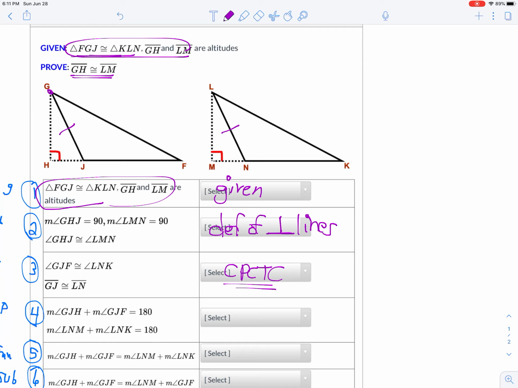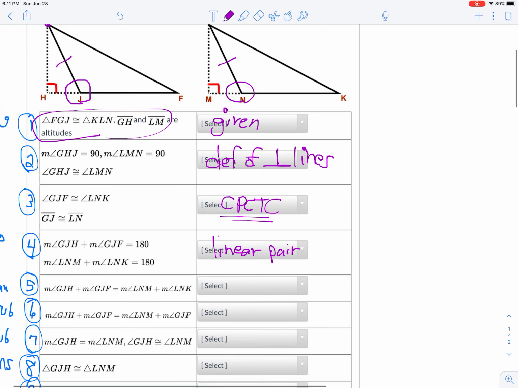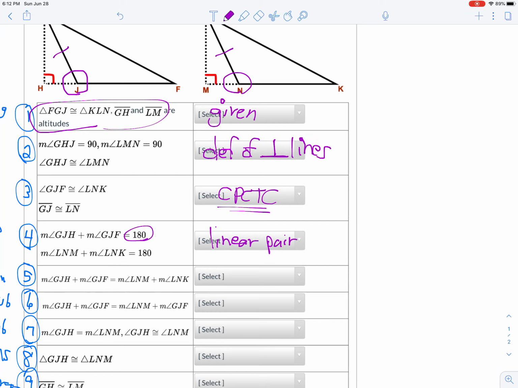Okay, GJH, GJF, that's these two angles here. And similarly on the other triangle, LNM and LNK. That's just what it means to be a linear pair, or supplementary angles. Now, standard trick, if you see two things, especially on the line above, equal the same thing, we're probably going to put them together by the transitive property. That's what has happened. Those angles are set equal to each other.